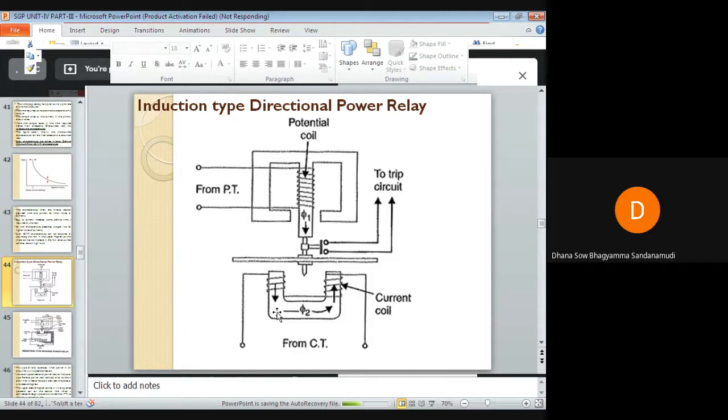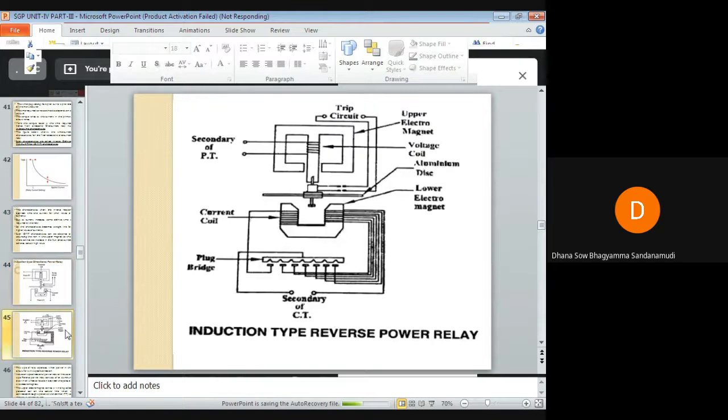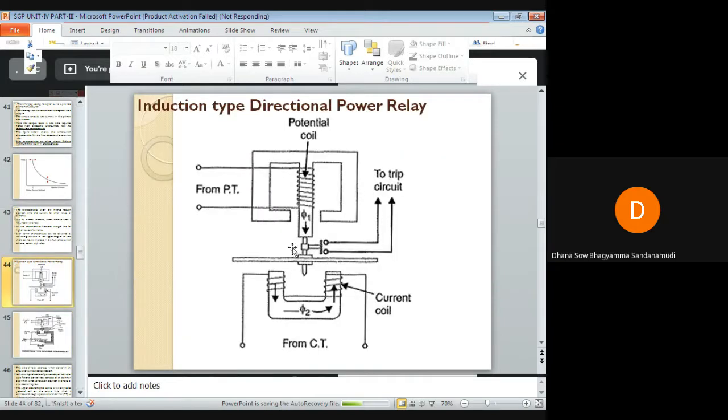The current coil is actually provided with a number of tappings. You can see here in this image that the current coil is provided with a number of tappings, and these tappings are given to the plug setting multiplier bridge. The purpose of providing tappings to this current coil and giving them to the plug setting multiplier bridge is to get the desired current setting.